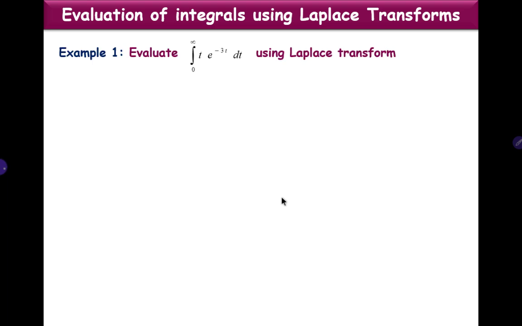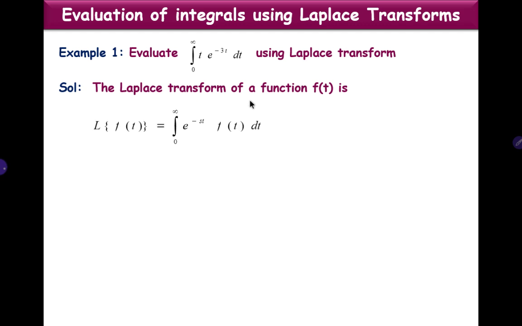Let us start with this example. Evaluate integral 0 to infinity t times e power minus 3t dt using Laplace transform. We know that the Laplace transform of a function f of t is given by L of f of t is equal to integral 0 to infinity e power minus st into f of t dt. This we all know, this is by the definition of Laplace transform.